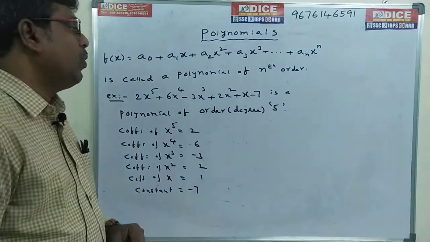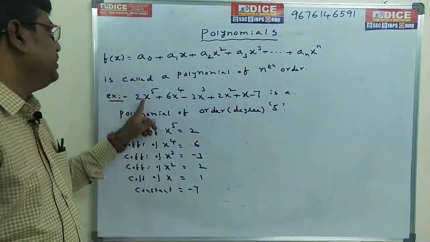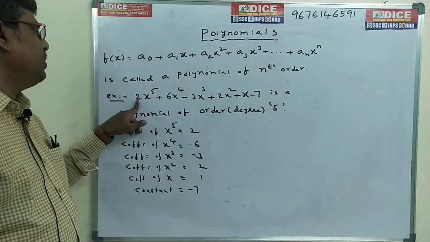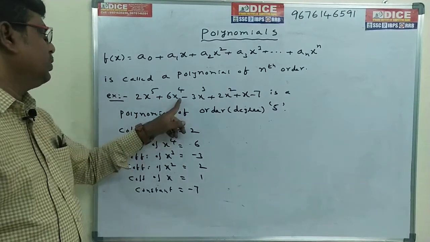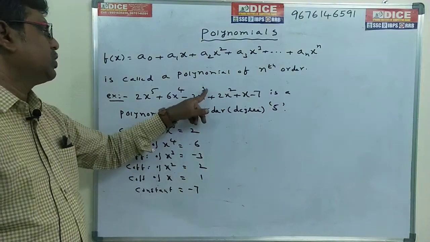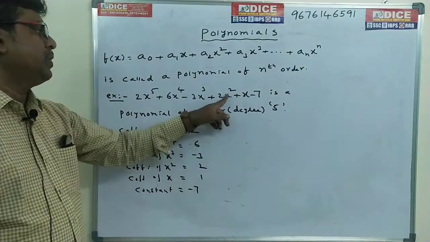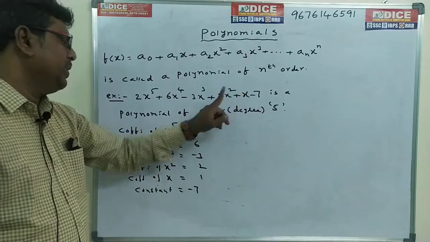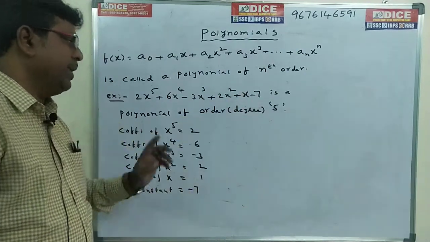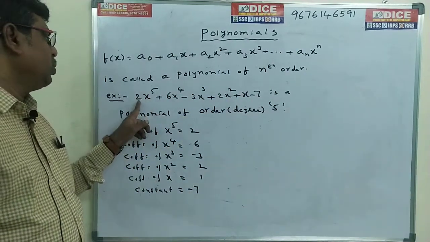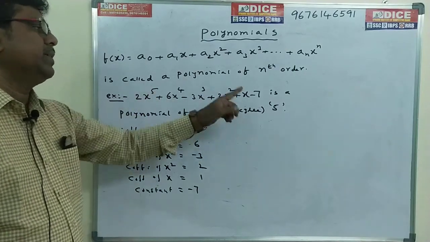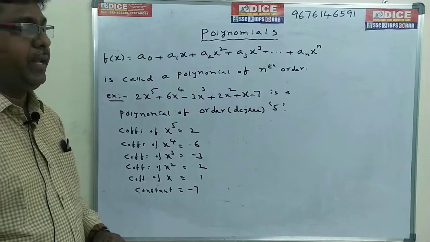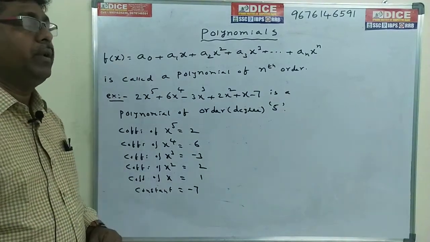Now what is the coefficient? How to find the coefficient? This is x to the power of 5. The coefficient of x to the power of 5 is 2. The coefficient of x to the power of 4 is 6. The x cube coefficient is minus 3. The x square coefficient is 2. The x coefficient is 1. The constant term is minus 7. So these we call coefficients, and the power we call the degree. So this is the definition of polynomial.